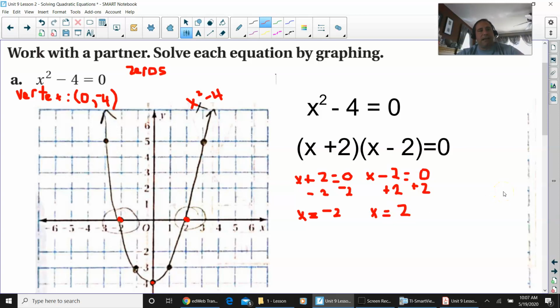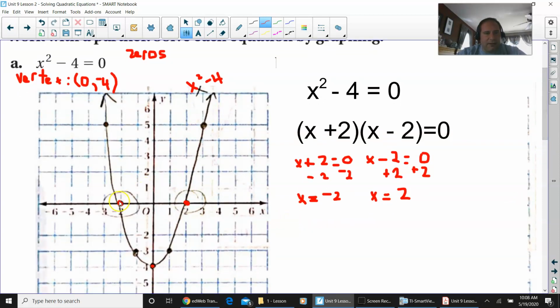Exactly what we did get for the zeros in this one. X equals negative 2, there it is, and x equals positive 2. So this is algebraically, this is graphically. It's important to know. We'll go over it a little bit more, obviously, but that's how you would get that answer if you didn't have a graphing calculator, and also if they asked you to solve for the zeros algebraically. That's exactly how you do it on the right hand side.